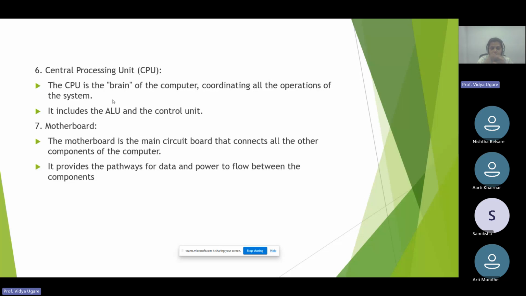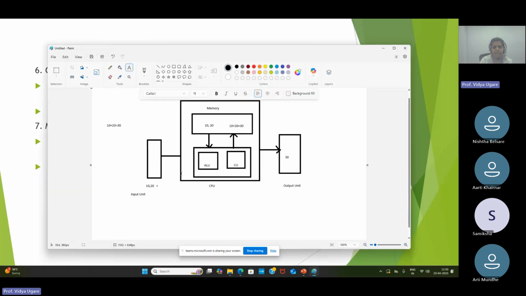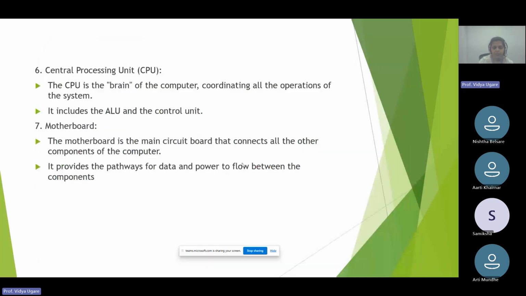Now, till now we have discussed examples for the input unit, that is keyboard and mouse, and examples for the output unit, that is printer and monitor. We have memory, we have the CPU processor, the ALU, the CU, and so on. Now all these need to be connected at one place. What is that place? That place is the motherboard.